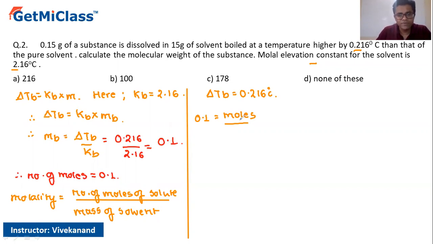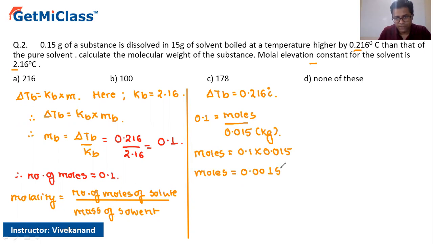The solvent that is being used is 15 grams. When we convert it in terms of kilograms, that is 15 divided by 1000, so we get 0.015 kilograms. Therefore, the number of moles is equal to 0.1 times 0.015. So the number of moles that we have here is going to be 0.0015.